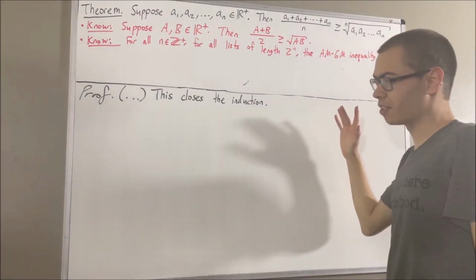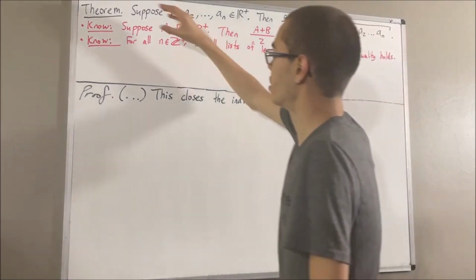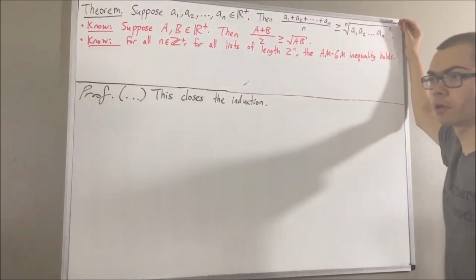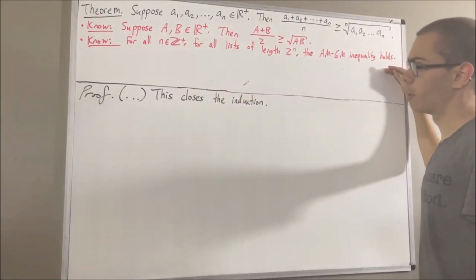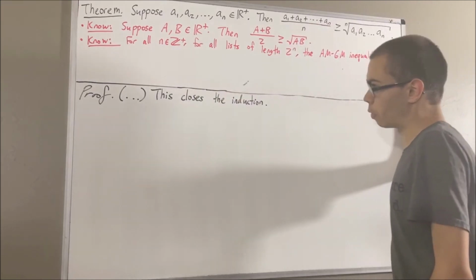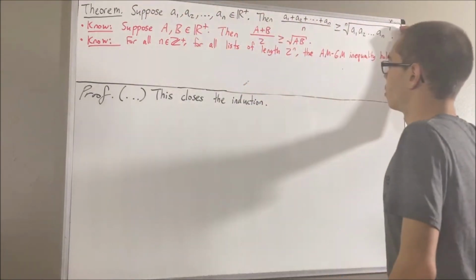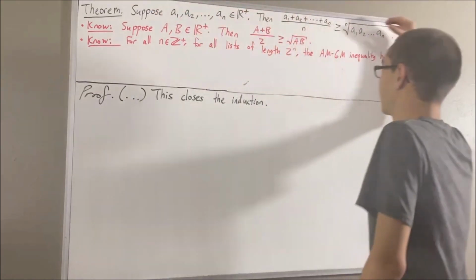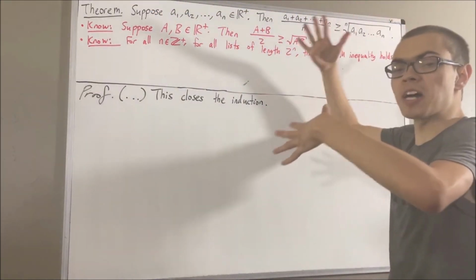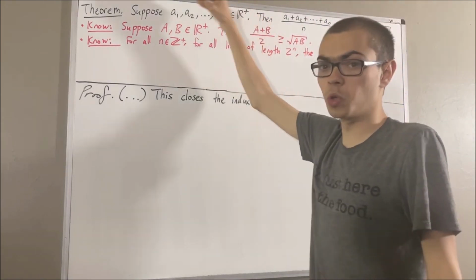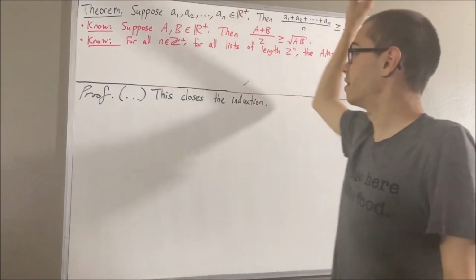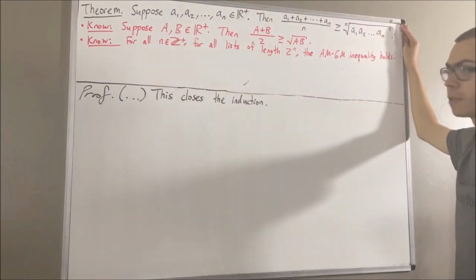So at this point, we haven't even entered the rounds of proving what we want to prove. We have proven a completely separate statement. But now, let's actually focus on proving this theorem. Now, what this theorem is saying is for all positive integers n, we have for all lists of positive real numbers whose length is n, the AMGM inequality holds.